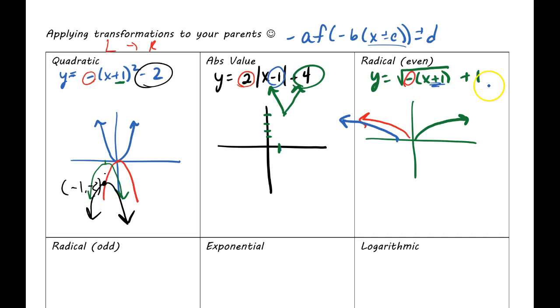And then that plus 1 on the outside is, of course, the outside ones are easy, right? It's just going to move it up 1. So it'll look something like that. So you can erase all the old ones if you want, but that's what that graph would sort of look like.